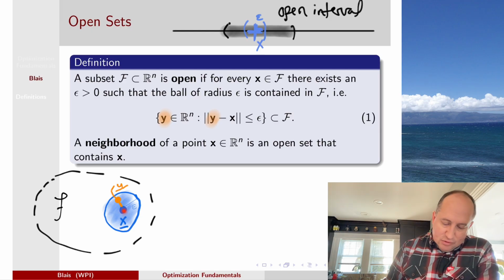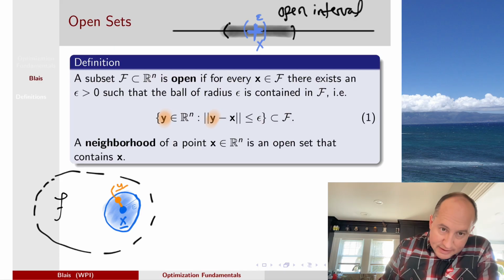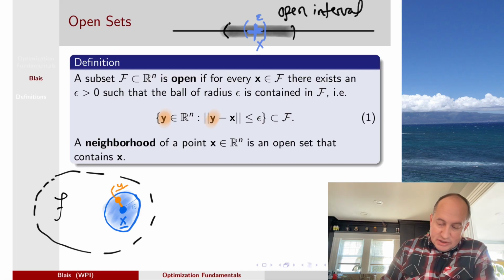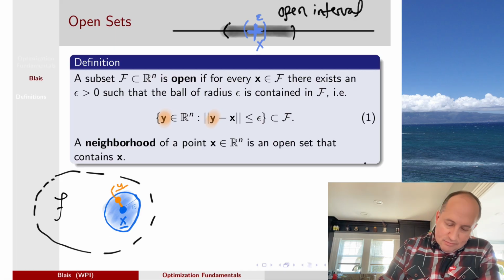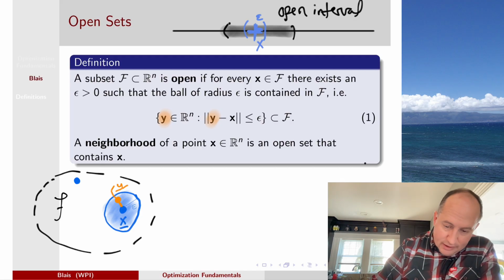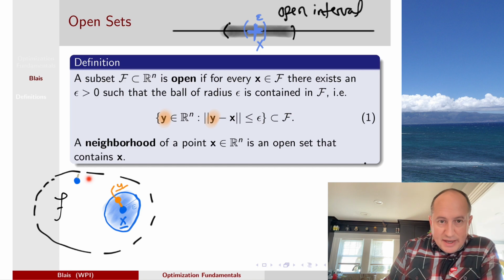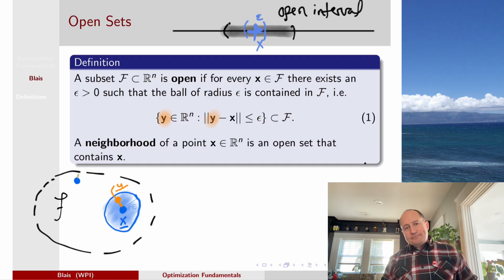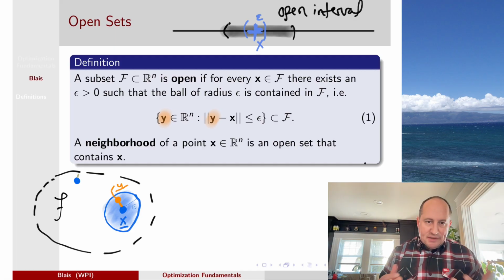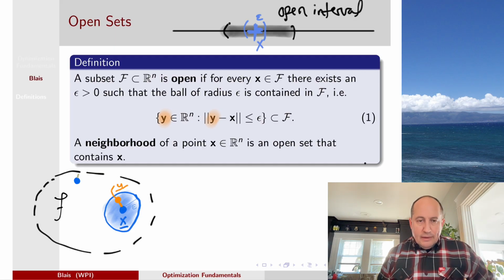And you can see if you pick any x, you're going to be able to sneak that ball in there. Just find the minimum distance to the boundary and choose epsilon to be, say, half of that distance, and you can put a ball around your x point that stays inside the set. So that's what it means for a set to be open formally.